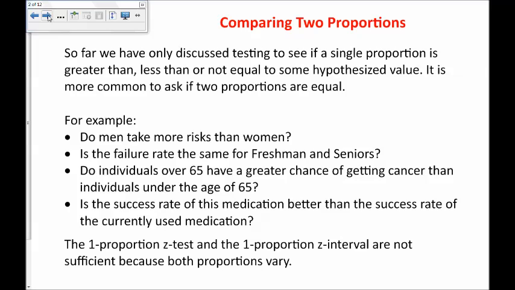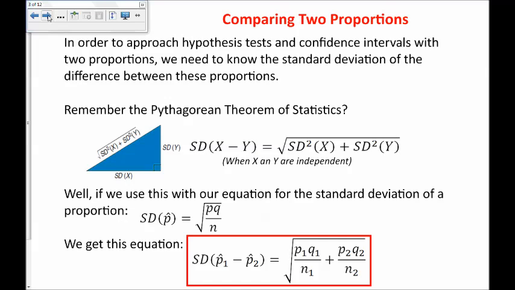Now, let me point out that the 1 proportion z-test and the 1 proportion z interval are not sufficient here because both proportions vary. So it changes the standard deviation or the standard error for this confidence interval and the hypothesis test. So let's look at how to find the standard deviation when you are comparing two proportions.